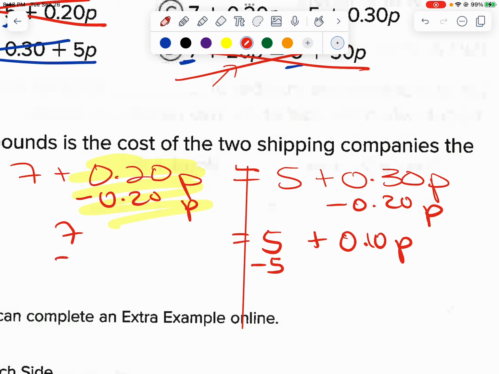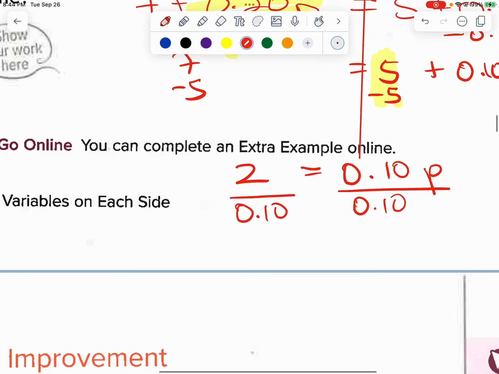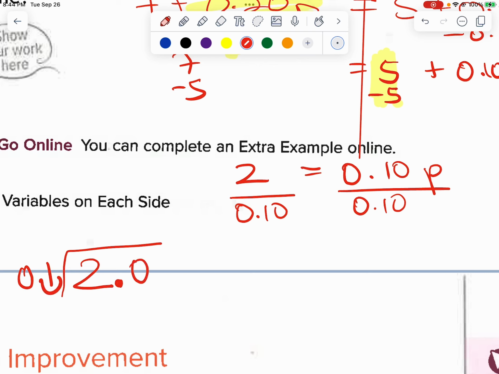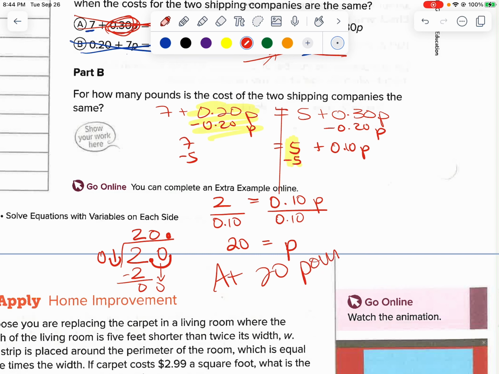Then I'm going to subtract the 5 from both sides. When I subtract the 5 from both sides, these two eliminate each other. And I'm left with 2 equals 0.10p. And some people are going to look at this and they're going to divide and they're going to get the wrong answer. So let's look at this. This is 2 divided by 0.1. I'm going to move my decimal over 1 time. 1 goes into 2 times. Bring down my 0. So the answer is actually 20 is equal to P. And what does that stand for? At 20 pounds, they cost the same.